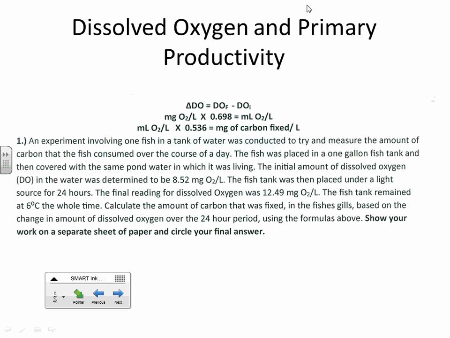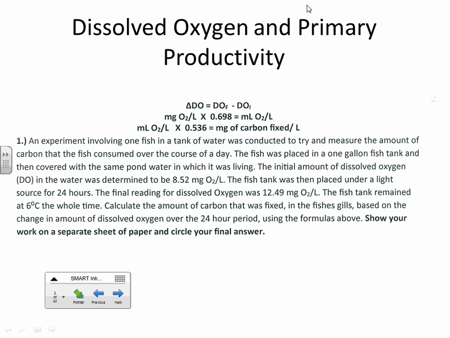Now, that's not a perfect problem, because can a fish fix carbon? The plant fixes the carbon. Can fish do photosynthesis? No. The plants fix the carbon and then the fish ate it. But here's the deal.